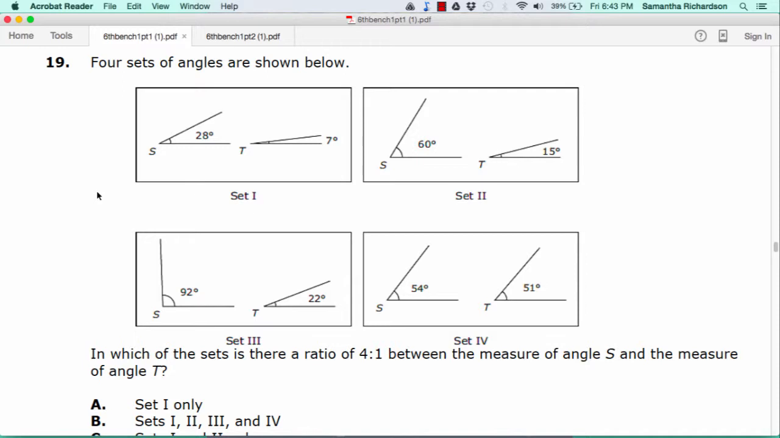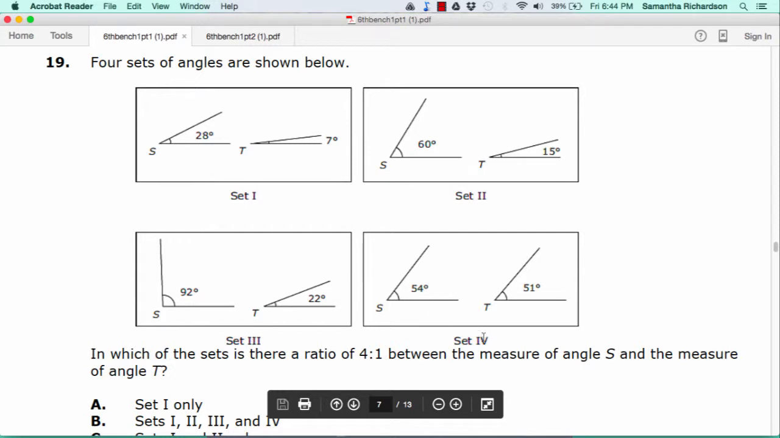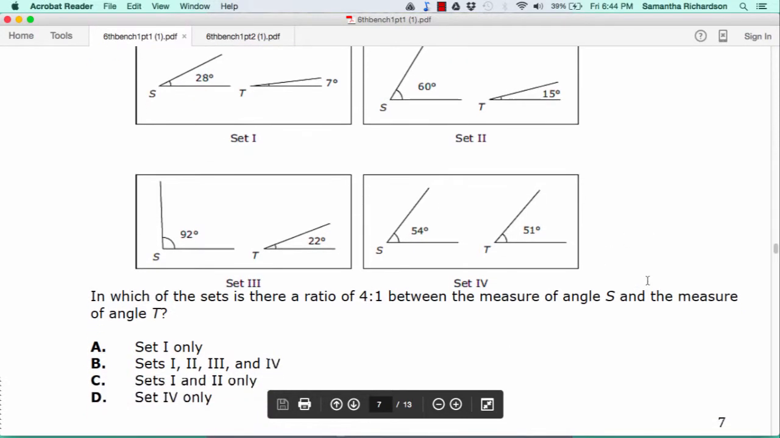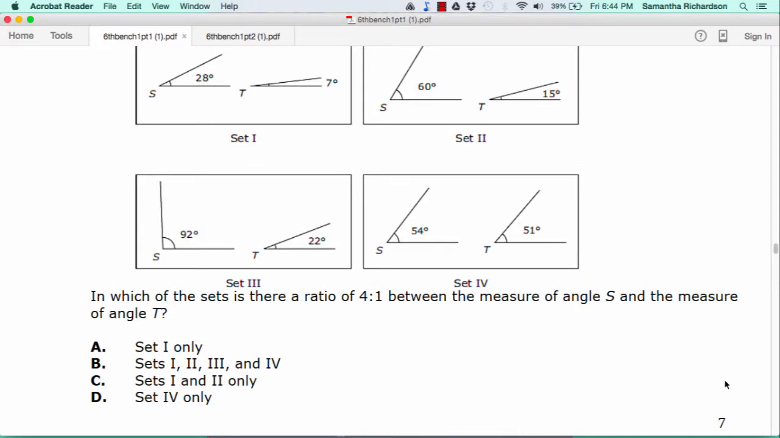Number 19. 4 sets of angles are shown below. Set 1, Set 2, Set 3, Set 4. In which of the sets is there a ratio of 4:1 between the measure of angle S and the measure of angle T? A. Set 1 only. B. Sets 1, 2, 3, and 4. C. Sets 1 and 2 only. D. Set 4 only.